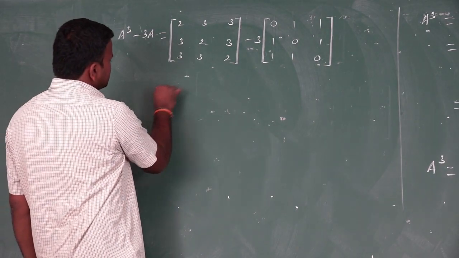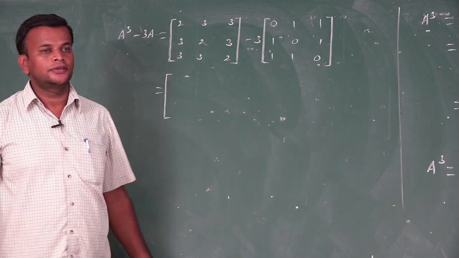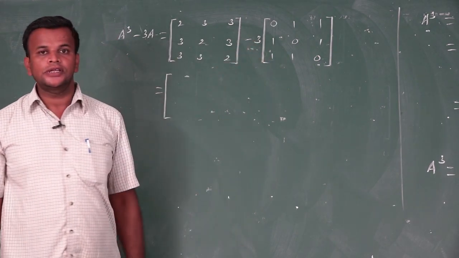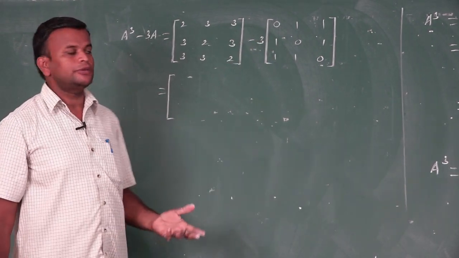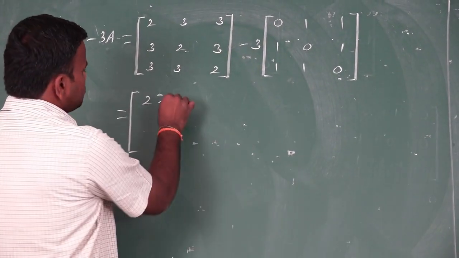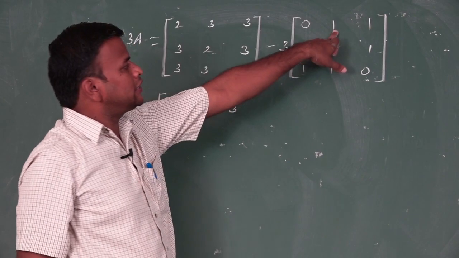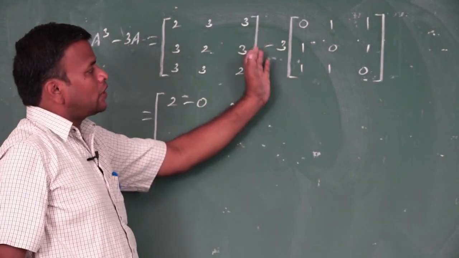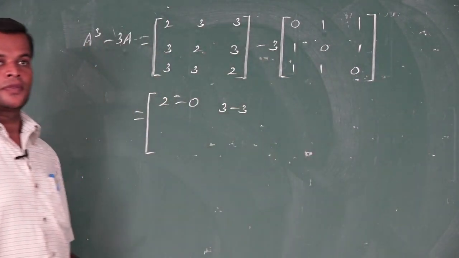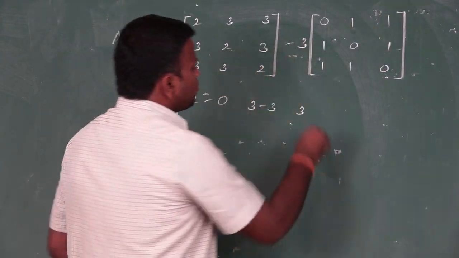Now we simplify these two matrices. Subtraction of these two matrices is possible because both matrices are of the same order. We subtract the corresponding elements, but the second matrix has the number 3 outside, common to every element. So 2 minus 3 into 0 is 0, so 2 minus 0. Next, 3, whose corresponding element is 1, but outside is minus 3, so I multiply minus 3 and simplify: minus 3 into 1 is minus 3. Next, this element is 3; minus 3 into 1 is minus 3.